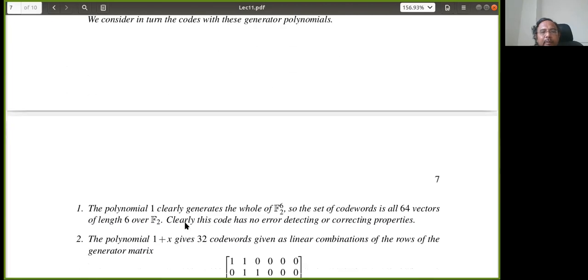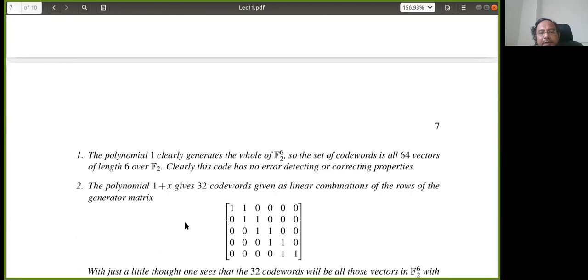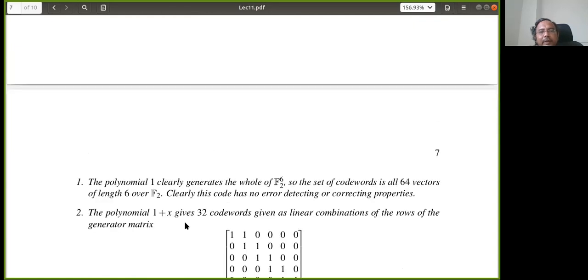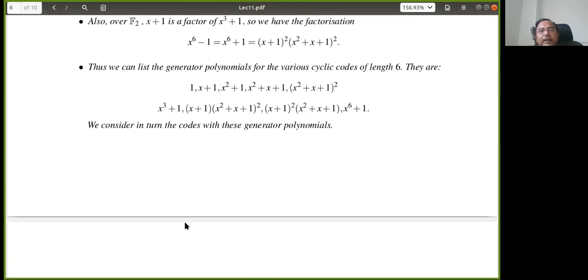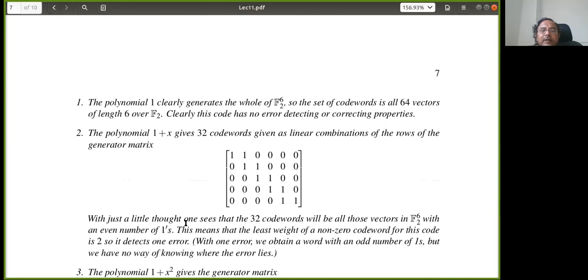What are those? One by one again. For example, I am explaining with 1 plus x. How will the generator matrix be for the generator polynomial 1 plus x? Right. So 1 1 0 0 0 0. Why did I put 4 zeros?